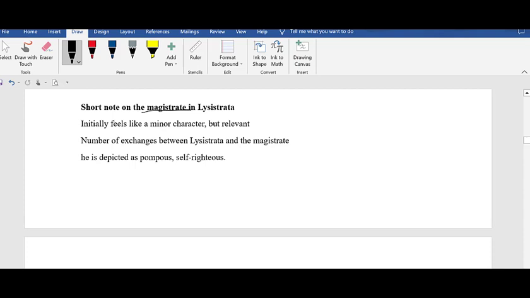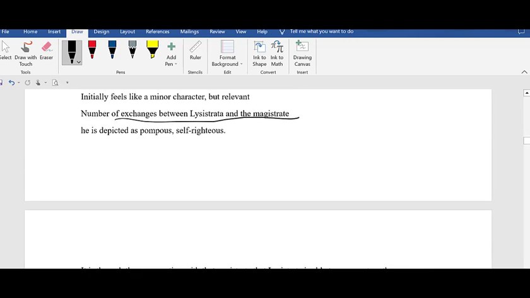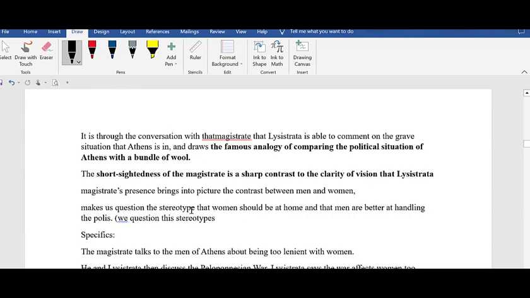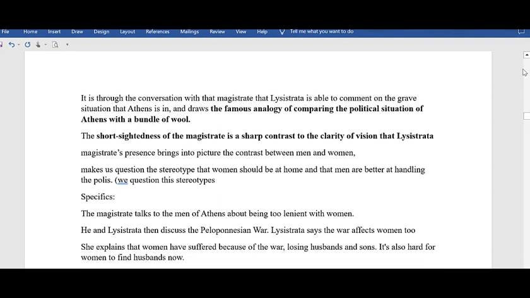So initially, you would talk about the fact that he has a number of exchanges with Lysistrata, which gives space to Lysistrata to talk about society. Whereas the magistrate himself is depicted as a pompous person. He is very self-righteous, he has very conservative opinions to share about women. He does not want to give any space to women, and that is highlighted in the play as well, and that is also supposed to engage the audience, make the audience laugh.